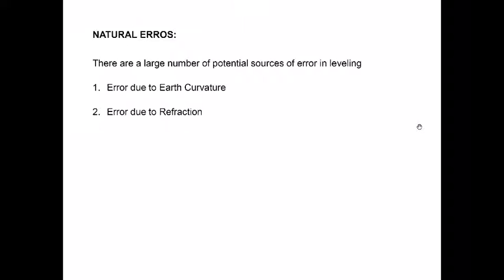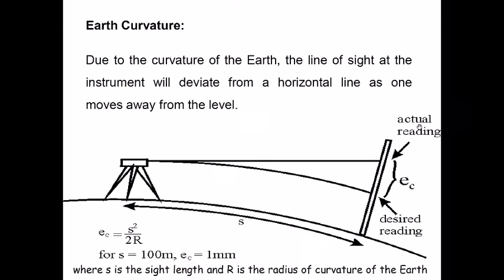Then we have some natural errors, error due to Earth's curvature and error due to refraction. So, like I told you in the very first lecture of leveling, the level surface is curved. That is because the surface of the Earth is in curvature. So, if you are noting down a reading in which your instrument is placed at a far distance from the leveling rod, then it means the effect of the curvature would be more. And the effect of the curvature is determined by this equation where EC is the error.